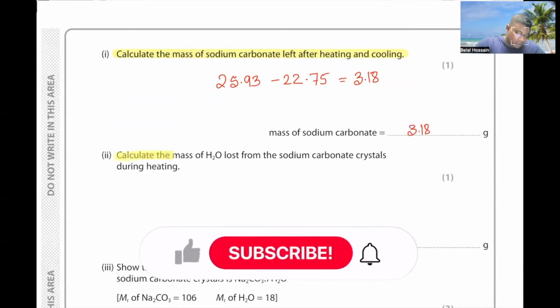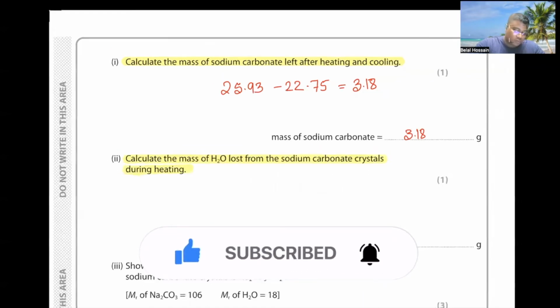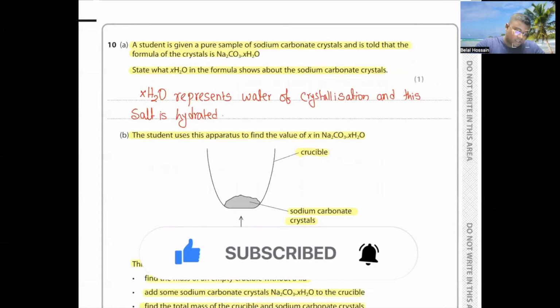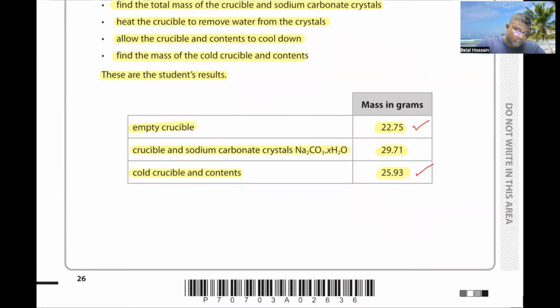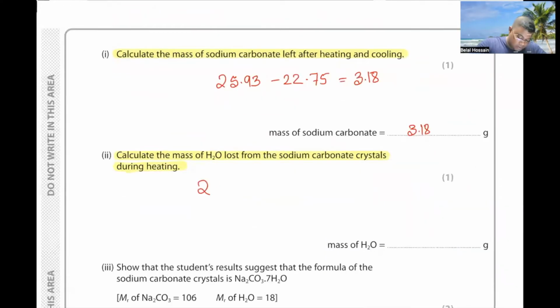The next question, calculating the mass of water lost from the sodium carbonate crystals during heating. Now, to find out what mass of water is lost, we can do something like this. First of all, we know that the mass of sodium carbonate.XH2O along with the crucible is 29.71, and the mass of the cold crucible and the contents is 25.93. So whatever is lost, it should be water. So 29.71 minus 25.93 equals 3.78 grams.